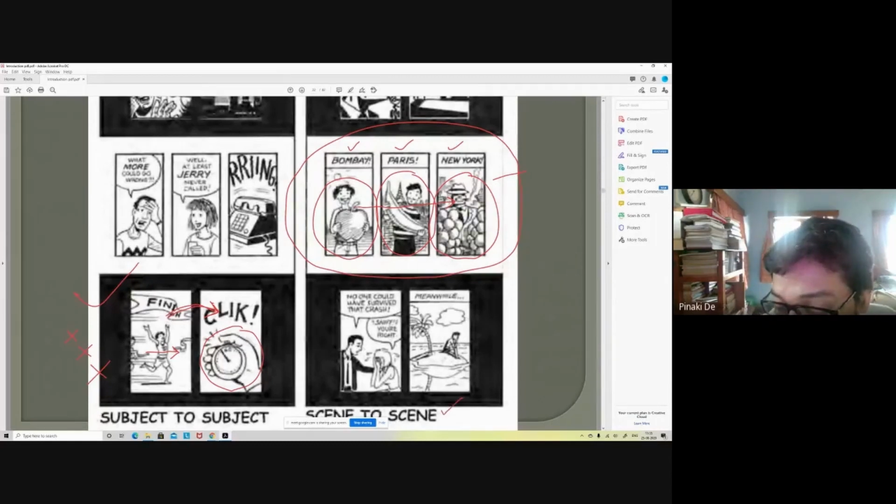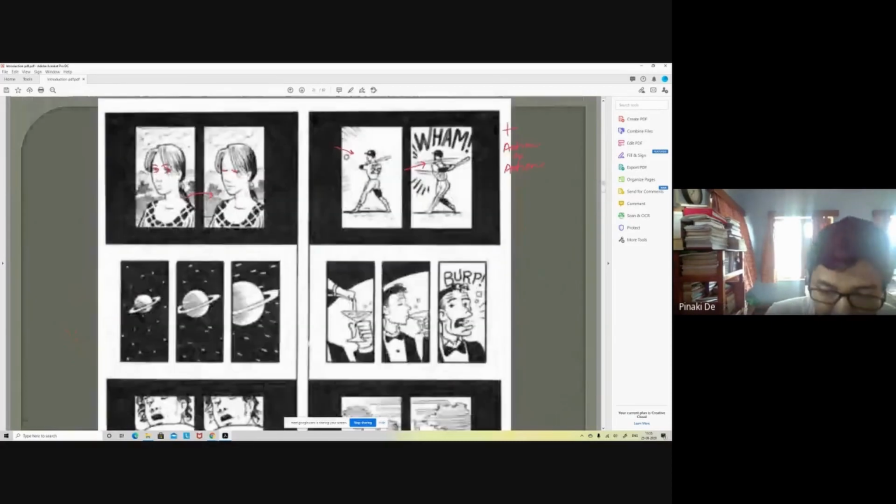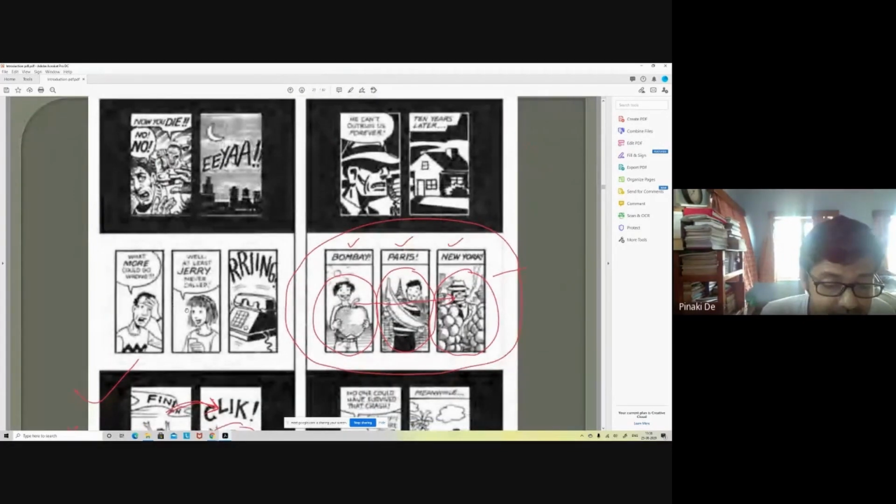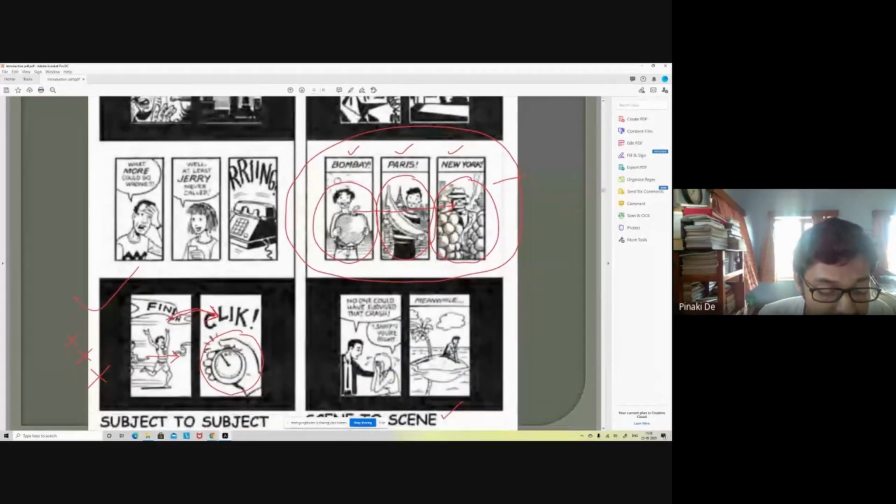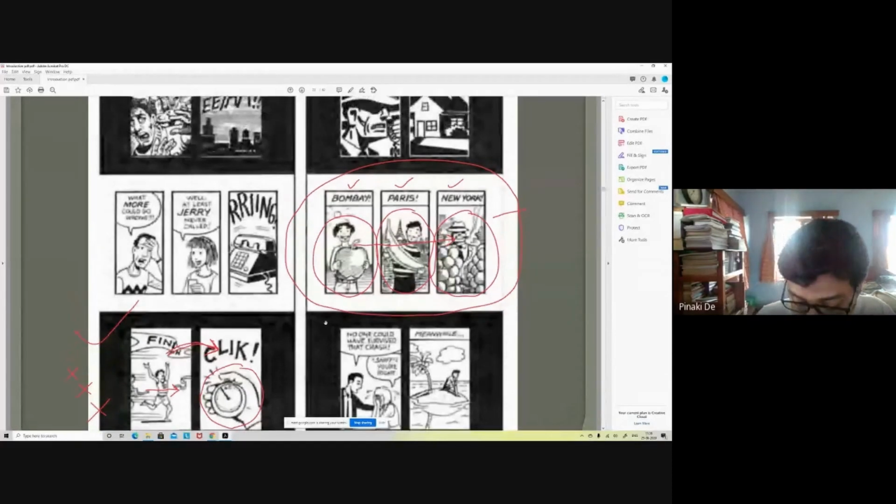He called this scene to scene transition. So how many transitions have we got? First, let me go. So we got moment to moment transition, then we get action to action transition, then we get subject to subject transition, then we got scene to scene transition.